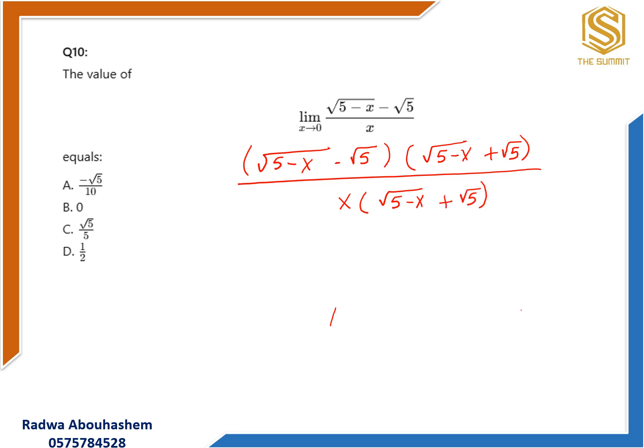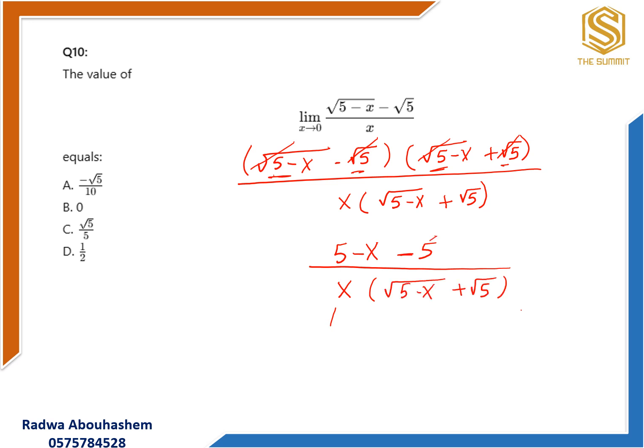Good. Now, let's multiply. Again, while multiplying, you just multiply this term with this term and this term with this term, and you keep the negative sign in the middle. So the radicals cancel each other, so it would be 5 minus x. And here again, they cancel, so it would be 5 over x multiplied by the square root of 5 minus x plus square root of 5. Now, 5 minus 5 cancels to 0. Negative x with x cancels, so I'm left with negative 1 over square root of 5 minus x plus root 5. Now, let's substitute. After you cancel, you have to substitute again.